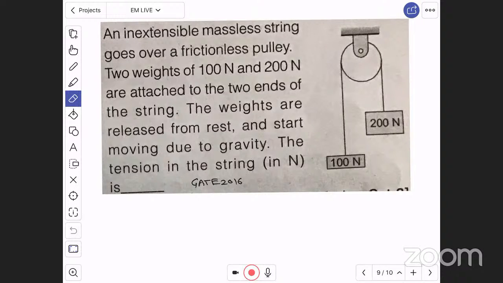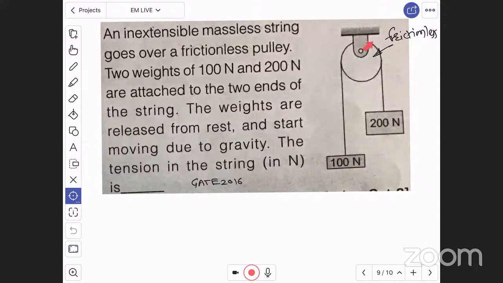2-mark question. The question is: an inextensible massless string goes over a frictionless pulley, two weights of 100 and 200 Newton. Look, here the pulley is frictionless, they are saying that the pulley is frictionless. Now when friction comes in the pulley, the condition will be different, that we will see in dynamics, in some other topic when there is friction, right. As of now we have to take it as frictionless pulley, two weights 100 Newton and 200 Newton.